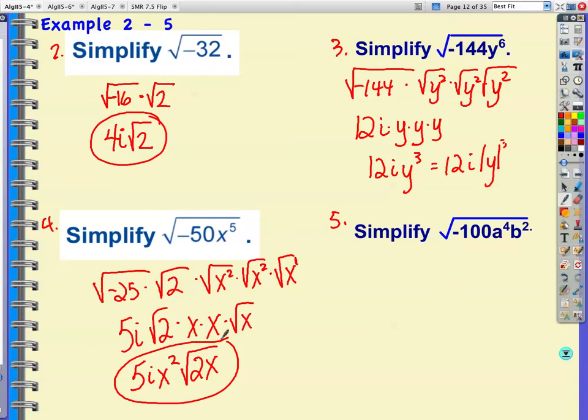Irrational numbers, the square roots go at the very bottom. Sorry about the announcements. This one, I have square root of -100 times square root of a to the 4th times square root of b squared. This is going to be 10i. I don't know if you can do this by yourself. a squared. b.